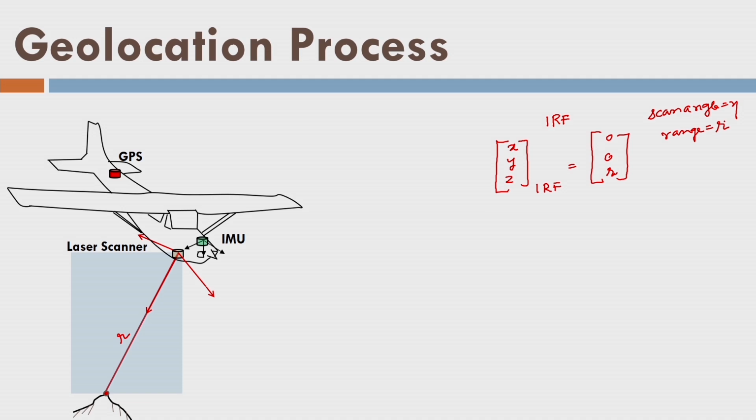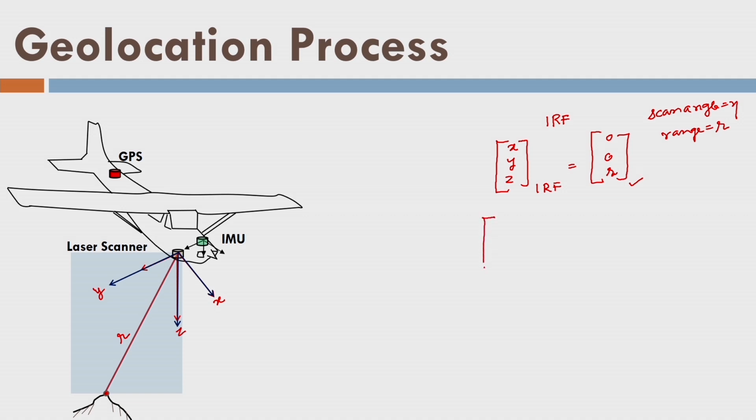So, using the range and scan angle, I would convert this range to the scanner reference frame. So, how can I do it? This is the scanner reference frame where it is x, it is z and it is y. And the angle between the two reference frames is the scan angle for the laser pulse. If I rotate the instantaneous reference frame into the scanner reference frame like this, it will convert this coordinate of the instantaneous reference frame to the scanner reference frame.